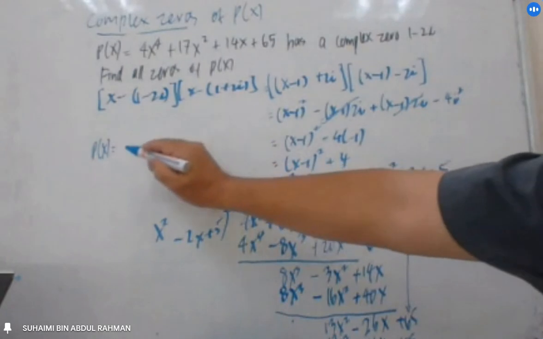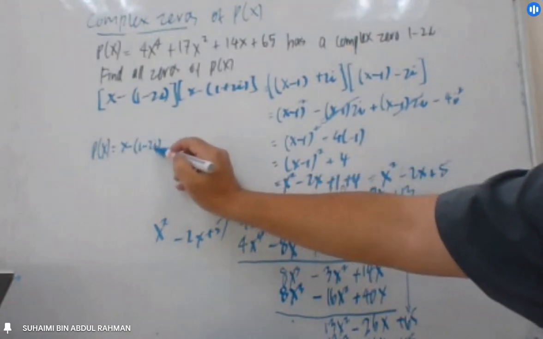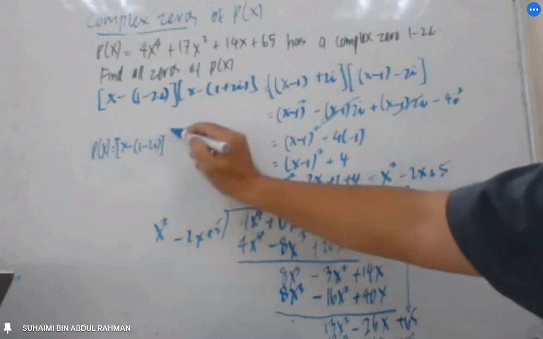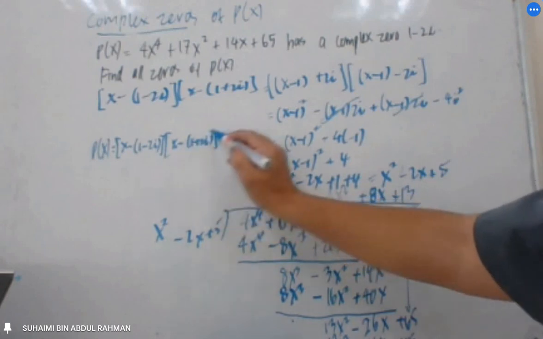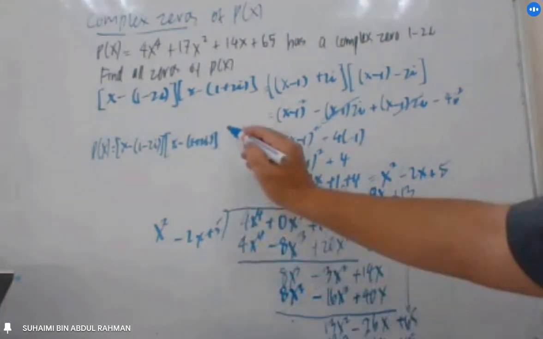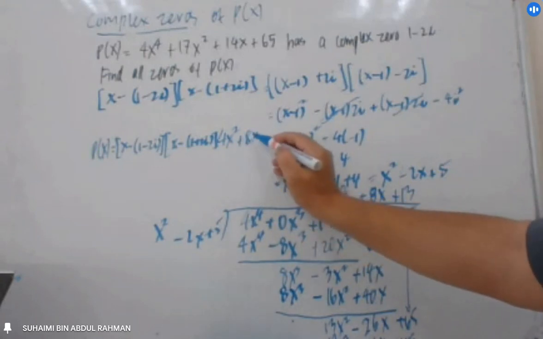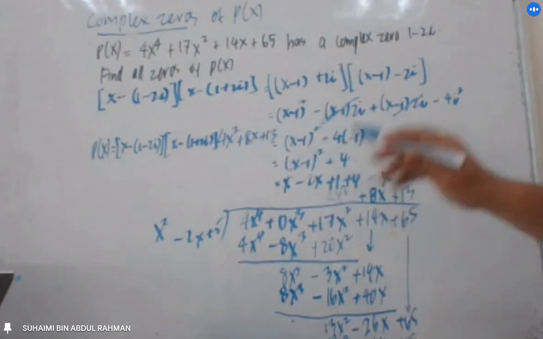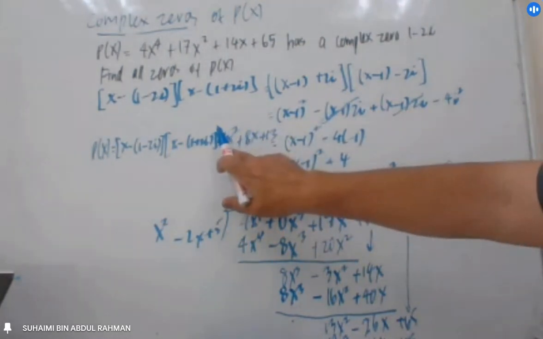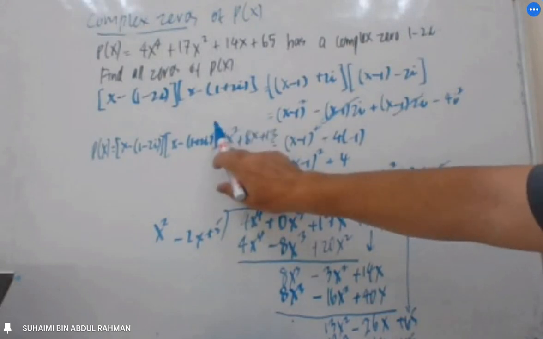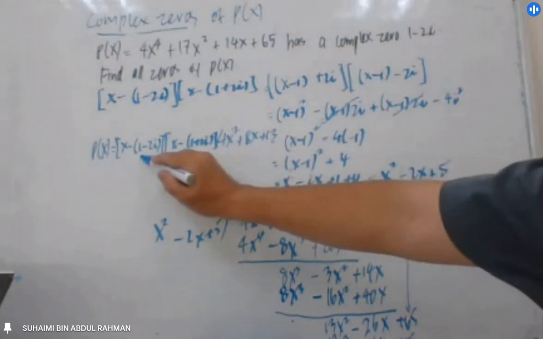So our P(x) can be written as x minus 1 minus 2i, another one x minus 1 plus 2i, another is 4x square plus 8x plus 13. So we try to factorize this part, right, in order to find two more zeros, right? We have 1 zeros here.